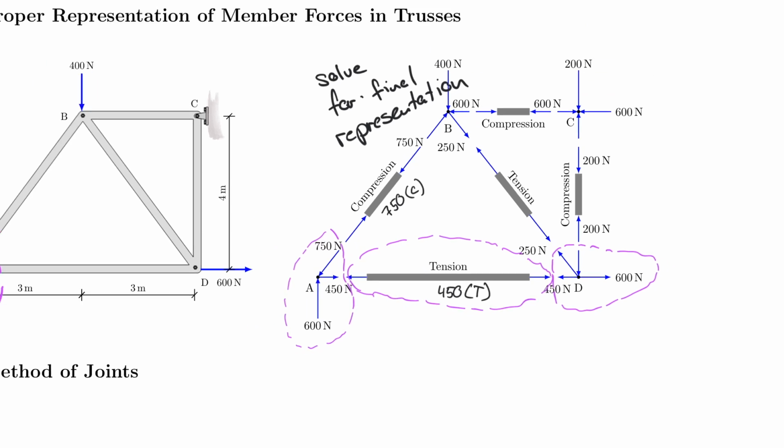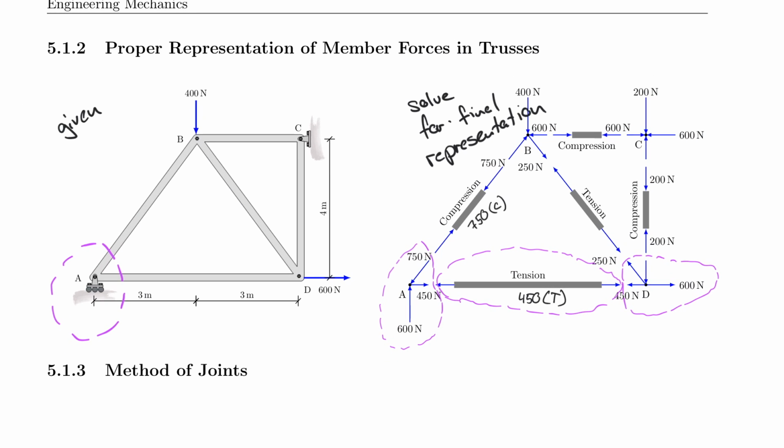But in a bigger picture sense, the goal for you is to draw this picture at the very end to show how the forces act in each member and to identify clearly if it's in compression or in tension. And if it's an external force, either an external force acting on the system or a support reaction, that must be included in the system.